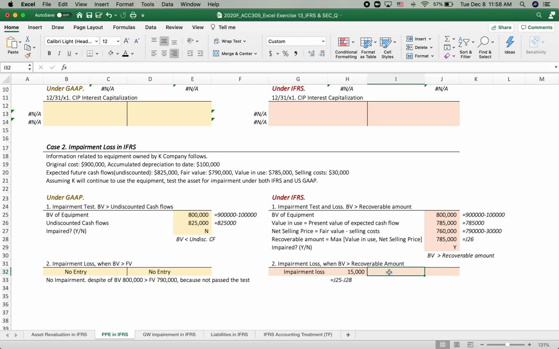And then how do you reduce? Do we put this against the equipment directly? No, we do not change the original cost, based on the original cost principle. So what account do we need? Accumulated depreciation, the same amount. By doing so, we can reduce the net book value of this asset.